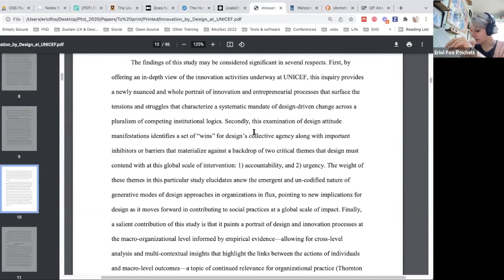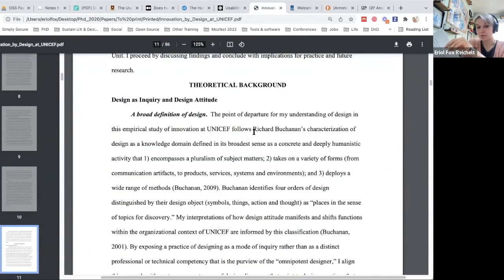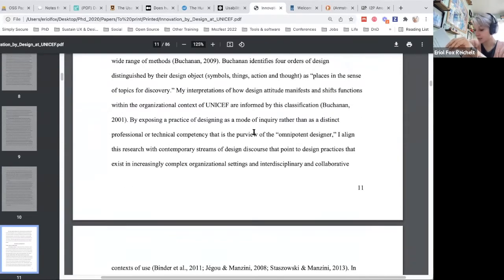There's then lots of detail into the theoretical background of design inquiry and design attitude. I think that a lot of this is not deeply relevant for this video. It is interesting as an approach to what they're looking to do. For me, more than anything, it highlighted a lot of things that I might want to bring into the case studies that I end up doing for this project.